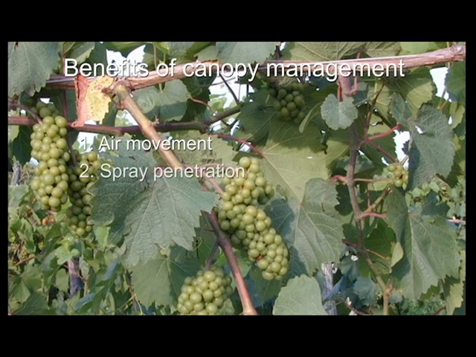Improved spray penetration and disease control. Improved yield and fruit quality. Increased bud fruitfulness, and improved winter hardiness.